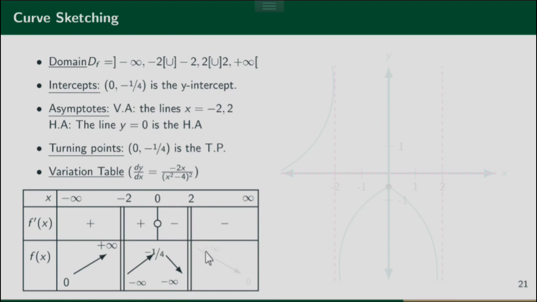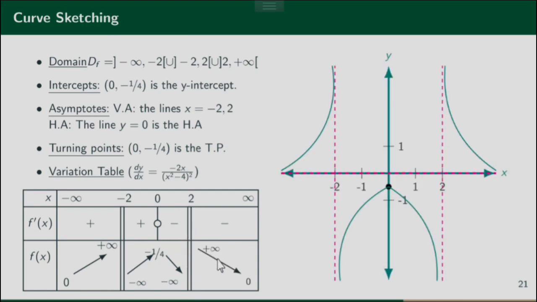Then finally, on the last section, the graph will be decreasing from +infinity, because this is a vertical asymptote, right up to the point 0. And on the right hand side, we have our graph. So this is the graph that we have.